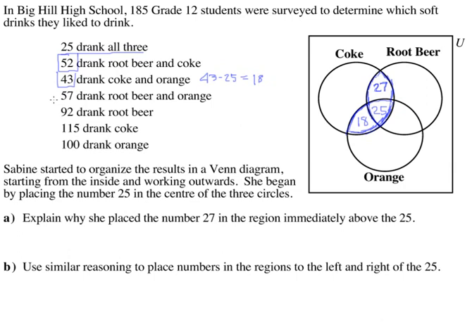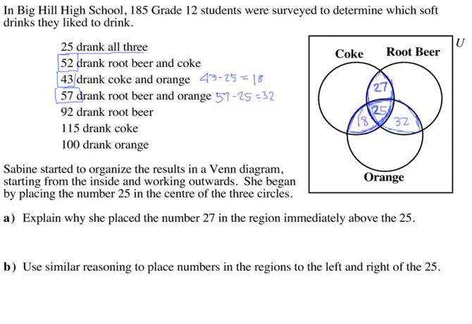And finally, 57 people drink root beer and orange. That's this section out here. That shape has to have 57 people in it. We've already got 25 of them, so we need another 32, because 57 minus the 25 we've already got equals 32. So you can see how once we have this center number, we can start working out and filling in more and more stuff. Without this center number, we are really stuck. But with it, we're in great shape.